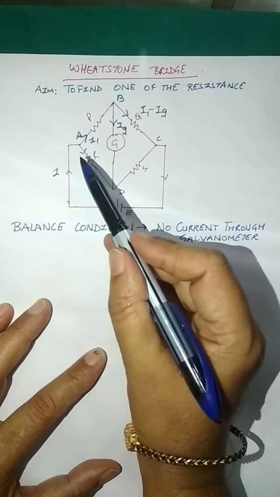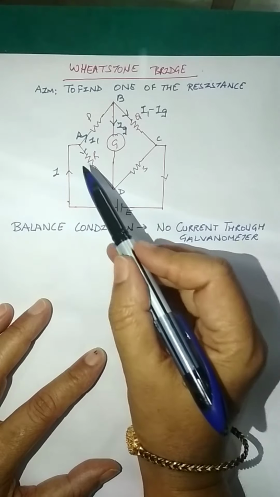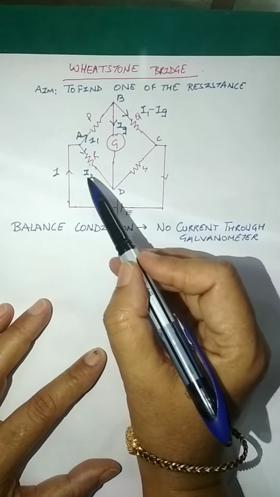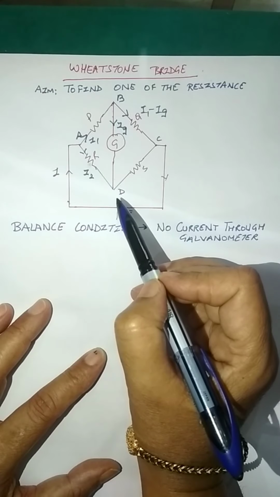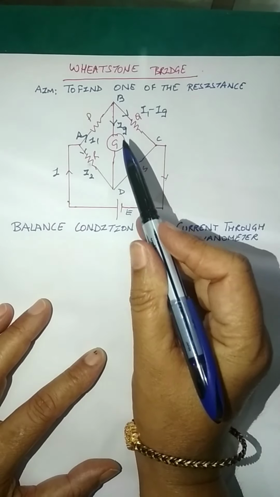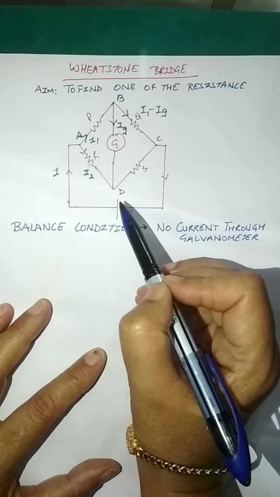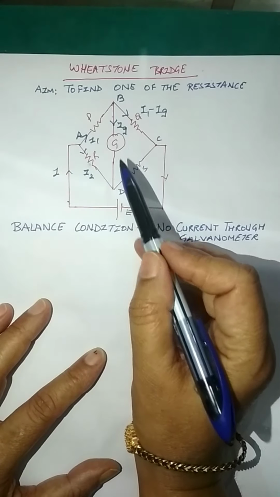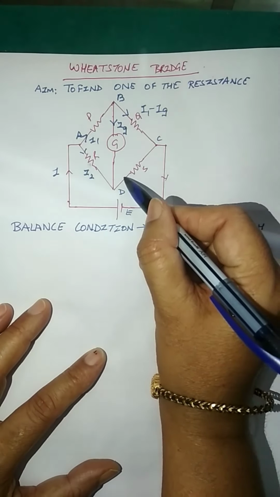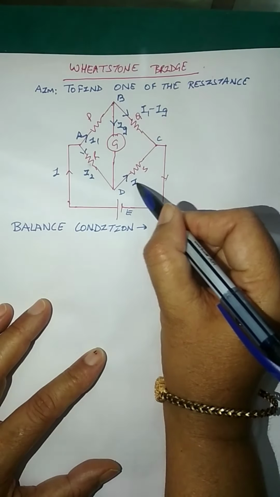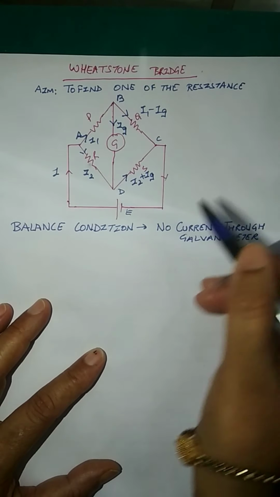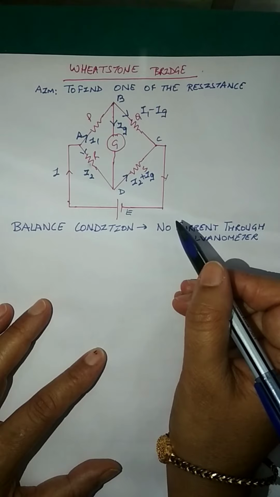Alright, now let's come to this arm AD. Now in this arm, what's the current coming? I2. So I2 is coming through resistance R and IG is the current coming through the galvanometer. So what is the incoming current? I2 plus IG. So the current in this arm will be I2 plus IG. That's my junction rule, that is the incoming current is equal to the sum of the outgoing current.